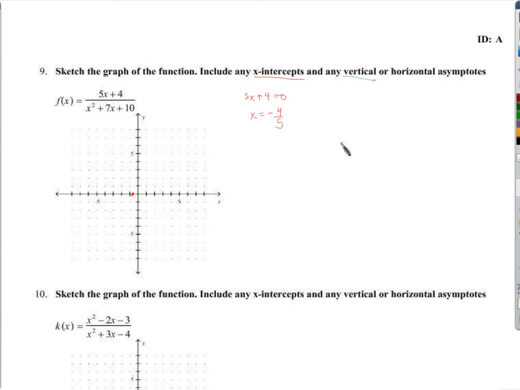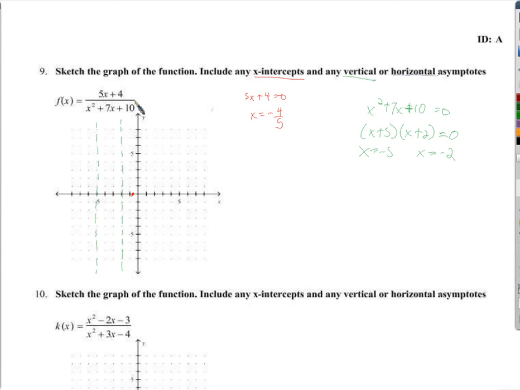Vertical asymptote. That would be any value that causes the denominator to be 0, so we'll set the denominator equal to 0. That should be x squared plus 7x plus 10 equals 0. And then we factor: x plus 5, and x plus 2 works. So x equals -5, and x equals -2. Those are two values that will cause the denominator to be 0. And so we'll give ourselves a little note for the future. Don't cross over those x values.